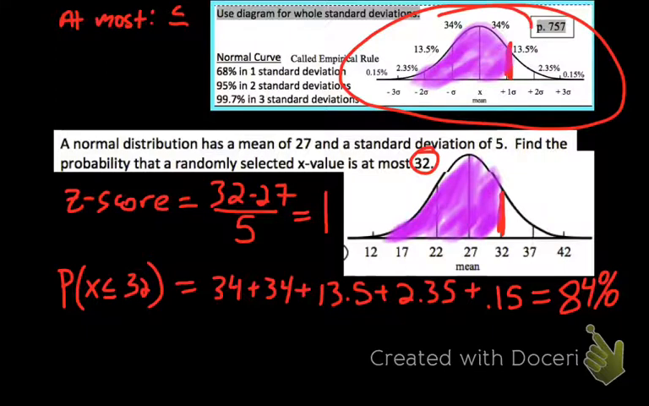And so write this down. At most means less than or equal to. At least means greater than or equal to.